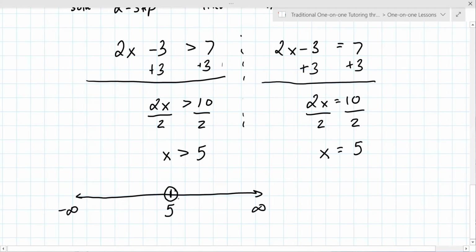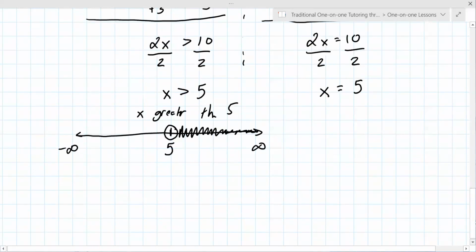And am I going to shade to the right or to the left? It depends on this right here. See how it's pointing to the right? You want to shade everything to the right here. That is like x less than 5? Well, that would be over here to the left. This is x greater than 5.